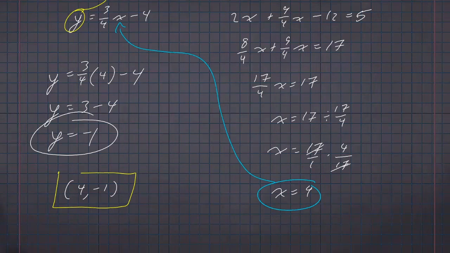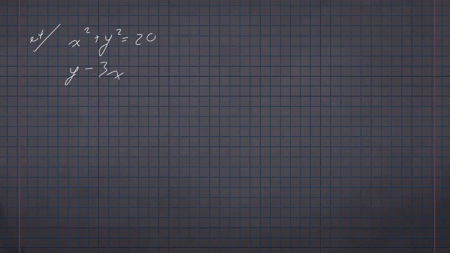The method of substitution works for solving linear systems. It also works for solving nonlinear systems. So as an example, consider a system involving a circle as well as a line. x squared plus y squared equals 20. y minus 3x equals -2.